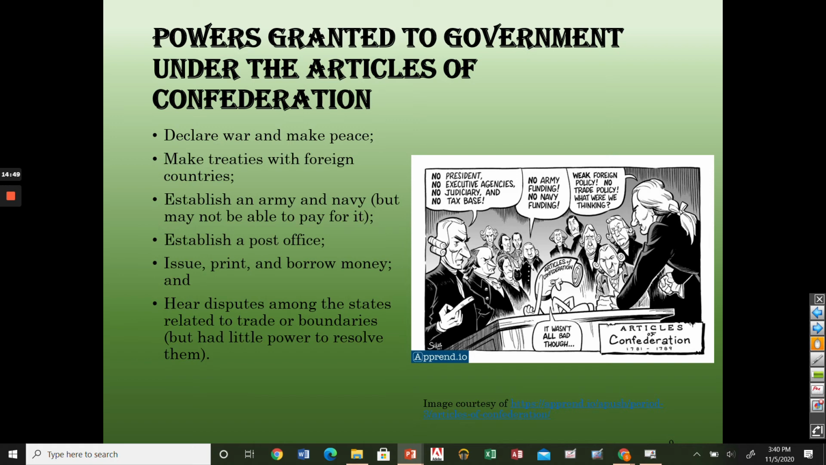And finally, they could hear disputes among the states related to trade or boundaries. The problem is they had little power to resolve them because the states had all the power. So if two states were arguing about where their border was, they could come to Congress, and Congress would basically create a temporary court and say, we think this state should win or that state should win. But Congress then didn't have the power to enforce that ruling. So, you can consider how valuable this power was or wasn't. But as I said at the start, the Articles of Confederation left most of the important powers to the states themselves.